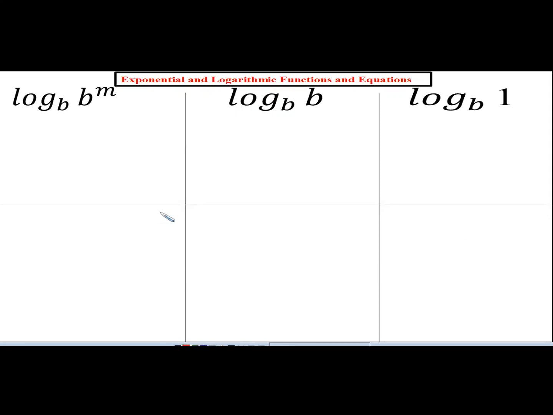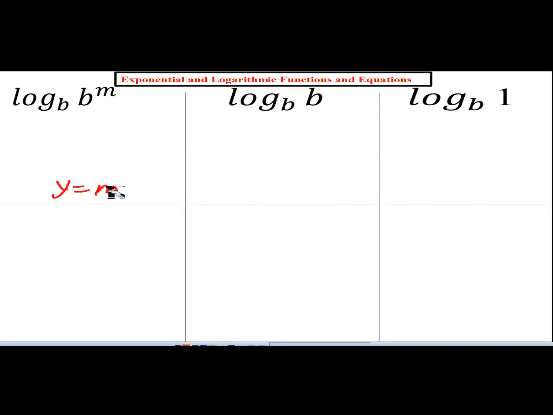Look up. Here goes the definition for this first one. If you have a log with a base that's the same as the base of the number given, and the number given has an exponent, then the answer is the exponent on the number given, y equals m.